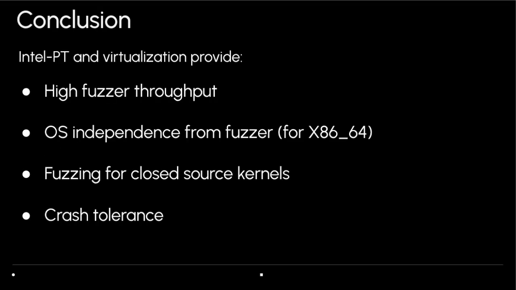So, to wrap it up, kAFL makes practical kernel fuzzing possible by combining 2 hardware features in a clever way. Intel PT provides coverage feedback without requiring kernel source code, and KVM hardware virtualization with Intel VTX provides crash isolation at near native execution speed. Together, they produce a fuzzer that is fast, OS independent, works on closed source kernels, and survives kernel crashes gracefully. kAFL was a genuine step forward that directly influenced how the research community approaches kernel fuzzing to this day.